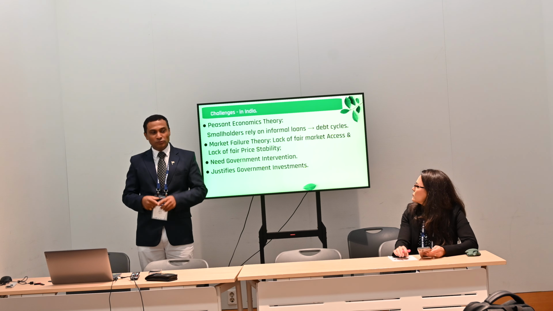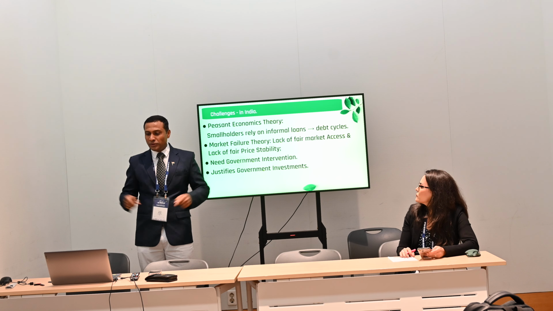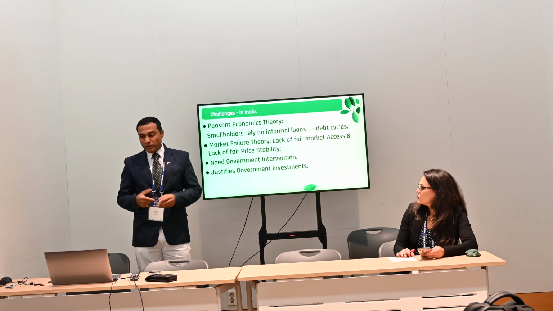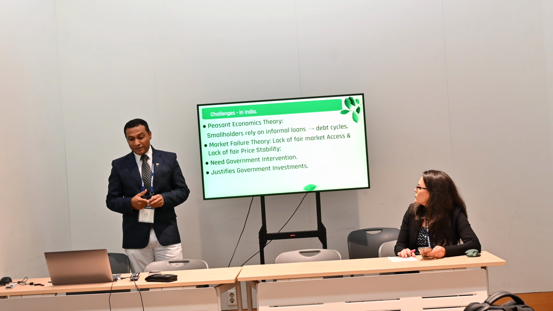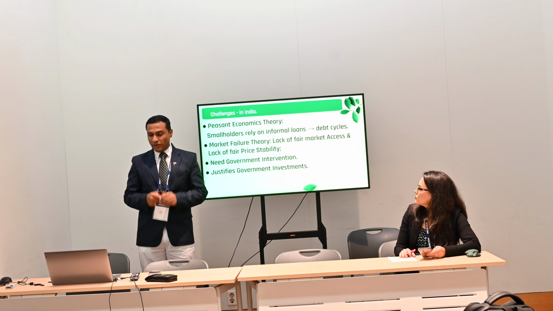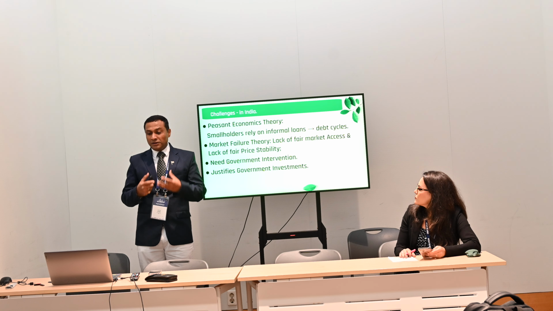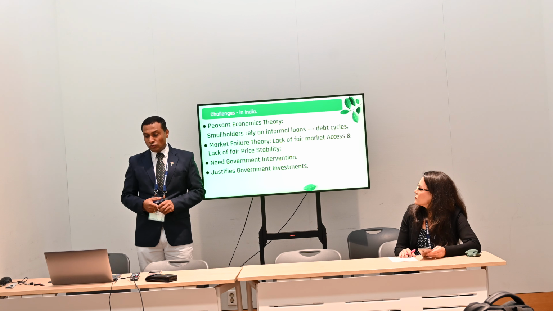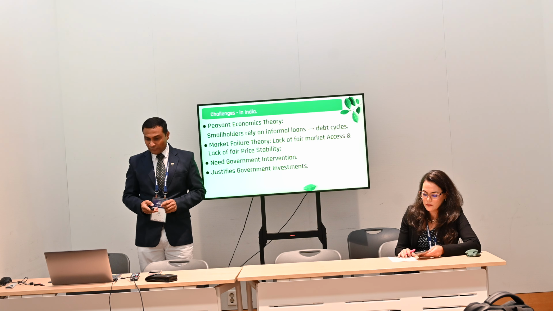All the farmers are being pushed into debt cycles on an ongoing basis. Lack of fair market access, along with lack of fair price stability, is the major issue for Indian farmers. The government needs to intervene and justify government investments as well.